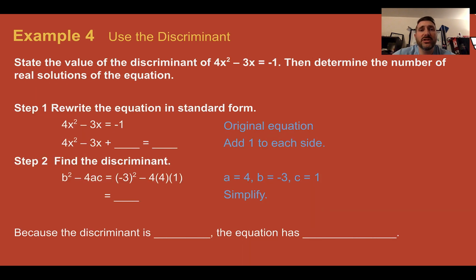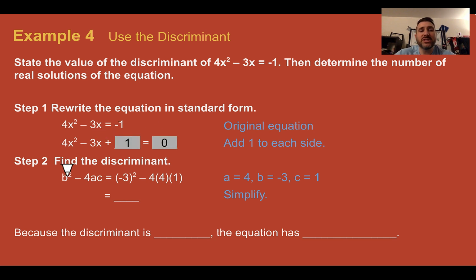Example 4, use the discriminant. State the value of the discriminant of 4x squared minus 3x equals negative 1, then determine the number of real solutions of the equation. So our first step, we got to rewrite this in standard form as we've been doing for the quadratic formula. So add 1 to both sides, and now it is equal to 0.